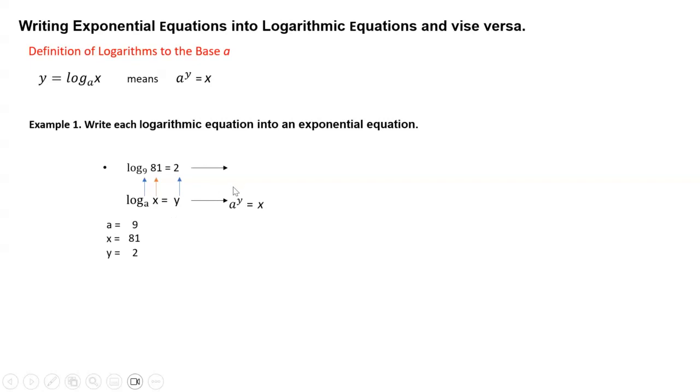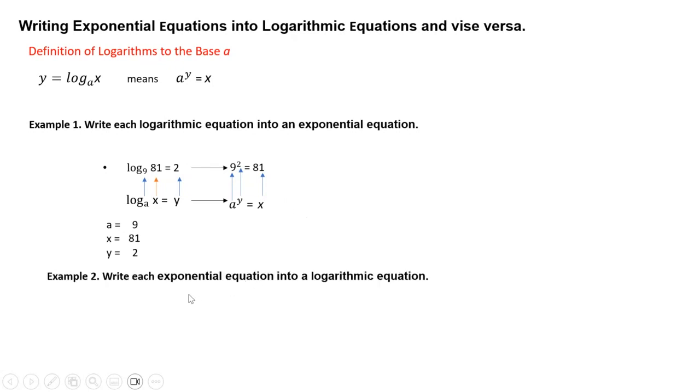So it's going to be a, which is 9 squared, equals 81. Again, that's my a, that's my y, and that's my x is 81. So this is a conversion. Now we're going to go the other way around. We're going to write each exponential equation as a logarithmic equation.